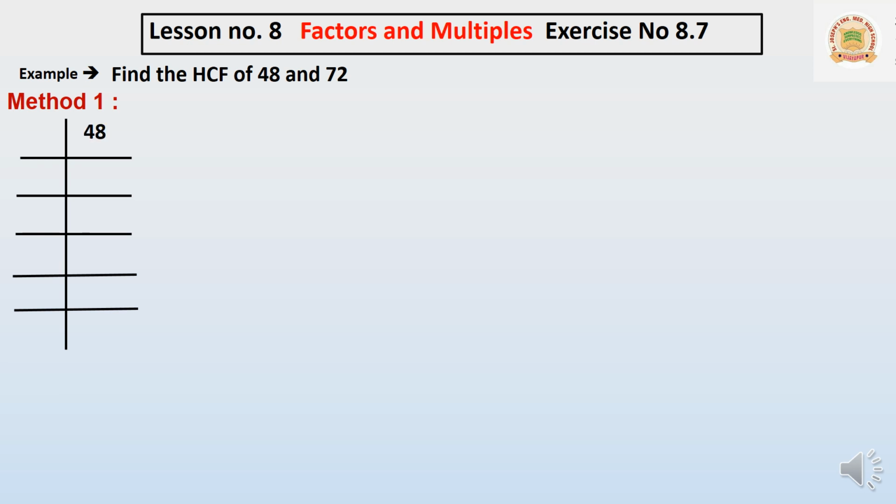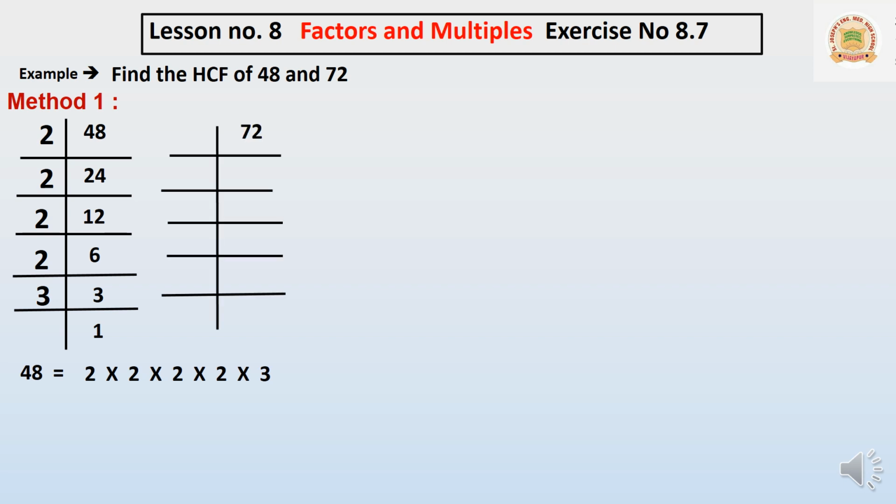48, we have to divide completely. 2 24s are 48, 2 12s are 24, 2 6s are 12, 2 3s are 6, 3 1s are 3. So 48 is equal to 2 into 2 into 2 into 2 into 3. If you multiply this, 3 2s are 6, 6 2s are 12, 12 2s are 24, 24 2s are 48. This means our factorization is correct. Our division method is correct. Let us do the 72 for this.